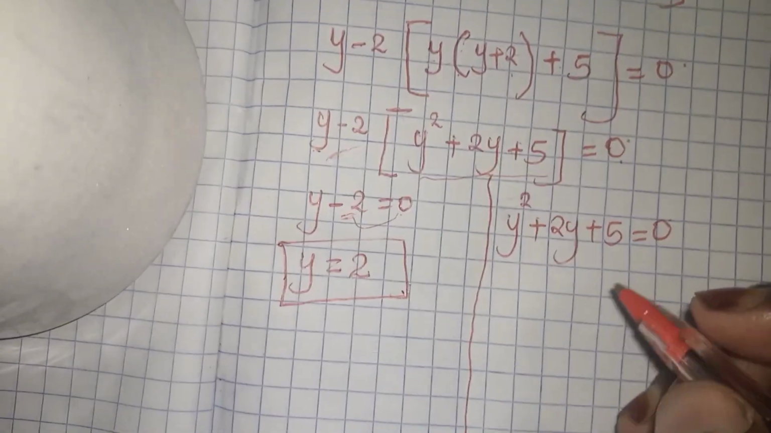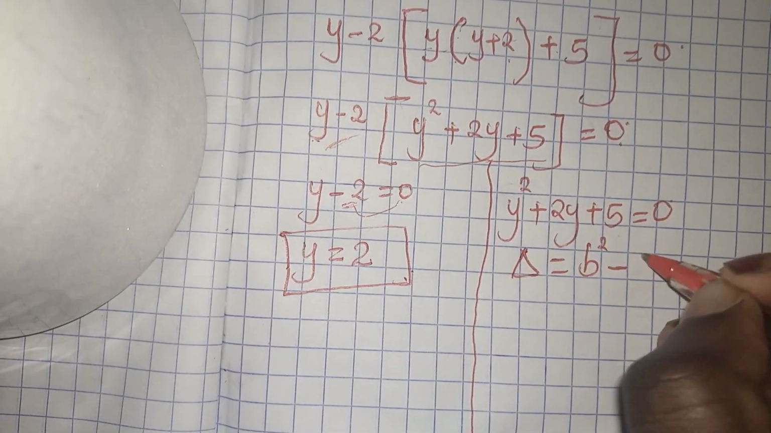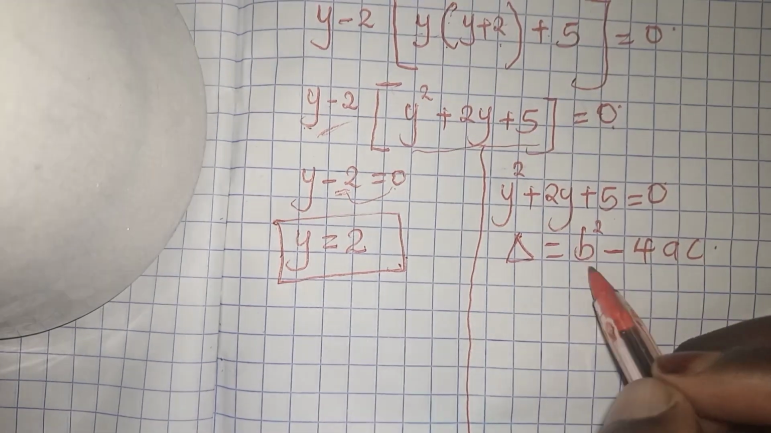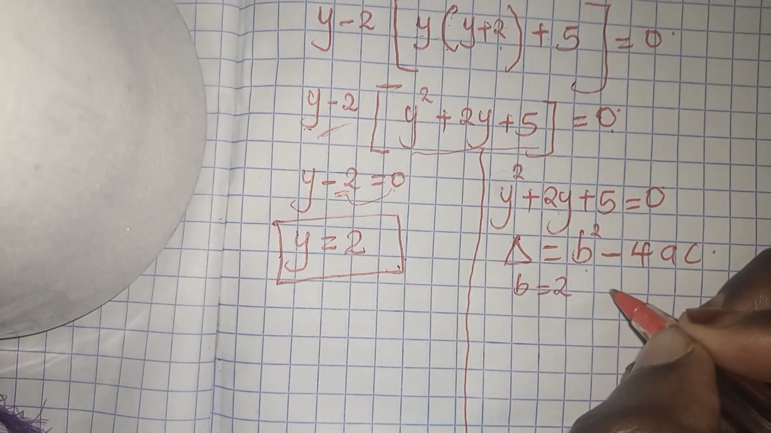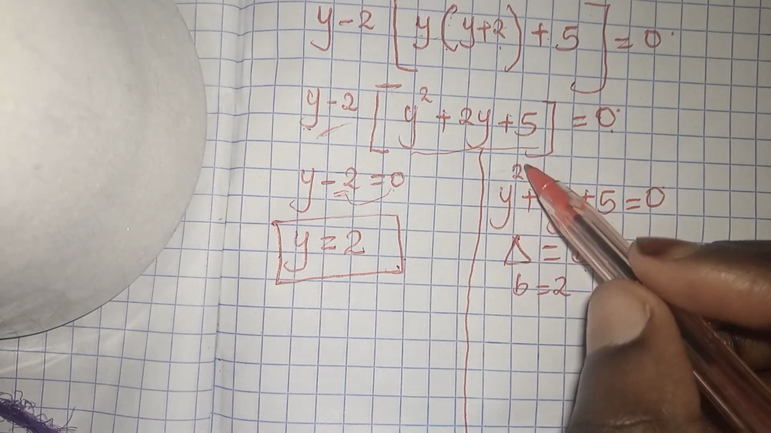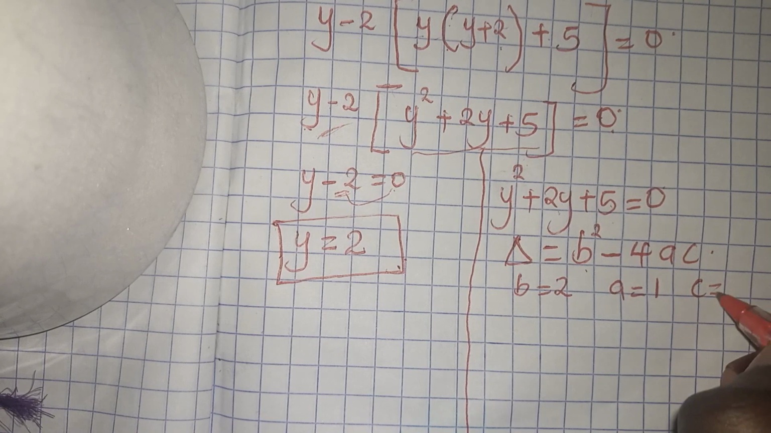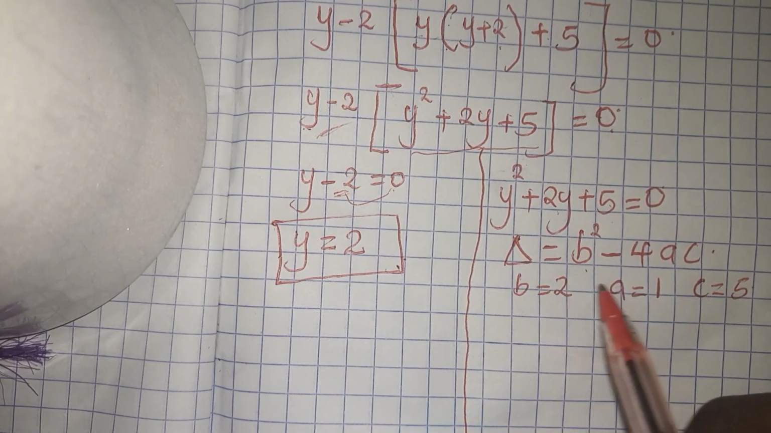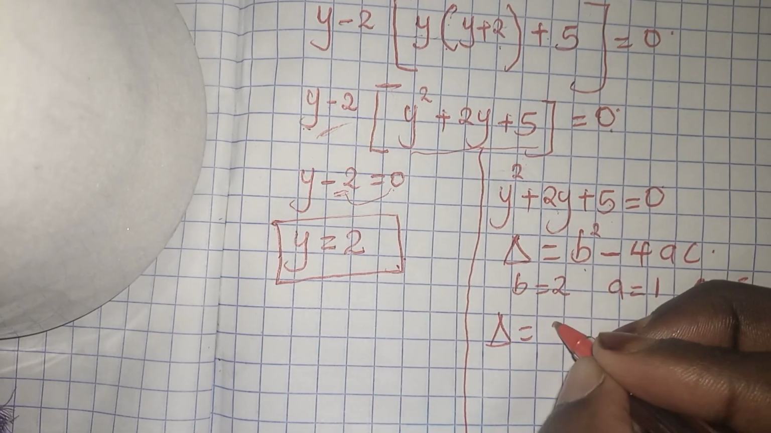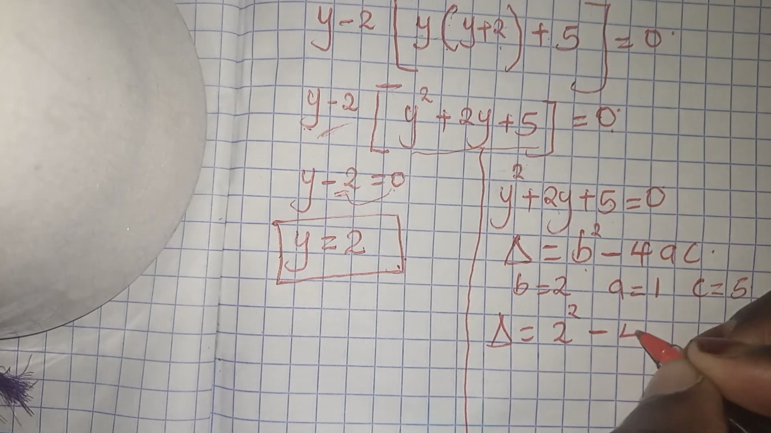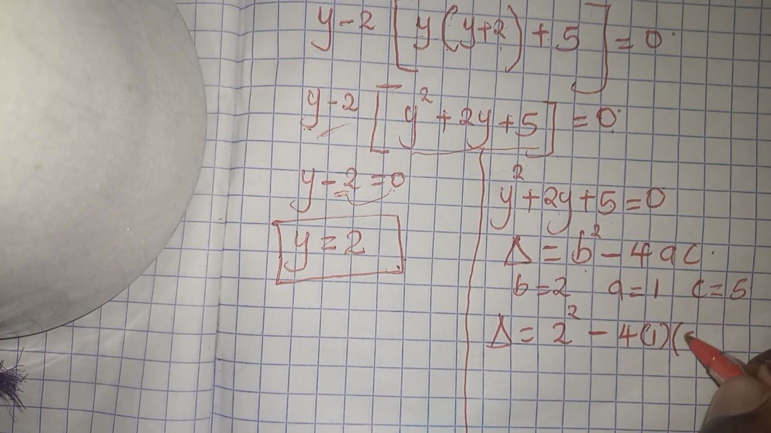On this side, let us use delta is equal to b squared minus 4ac, where from our equation, our b is the coefficient of y, which is 2. Our a is the coefficient of y squared, which is 1. And our c is this constant here, which is 5. So let us substitute these numbers in our formula. So delta is equal to b squared, which is 2 squared, minus 4 times a, which is 1, times our c, which is 5.